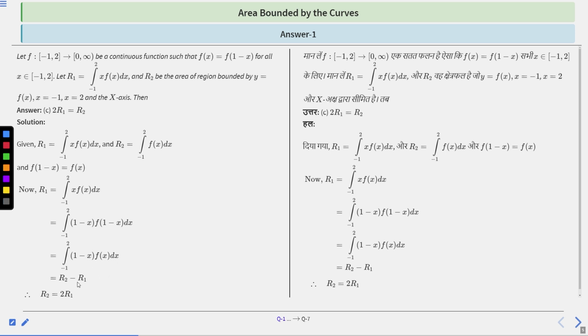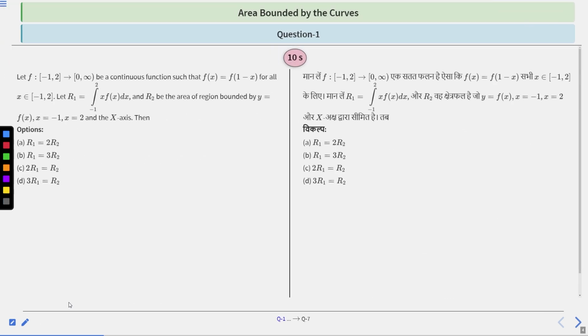So, R1 is basically R2 minus R1, because integration of -1 to 2 f(x) dx minus integration of -1 to 2 x f(x) dx, right? So R1 is equal to R2 minus R1. Therefore, when you will move this R1 on another side, then you will get R2 is equal to 2R1. Clear? So I think option C is the right choice. R2 is equal to 2R1. Got it? Option C is the right choice.